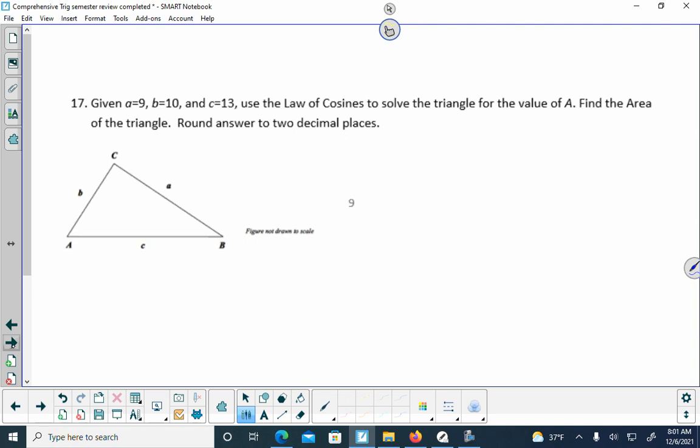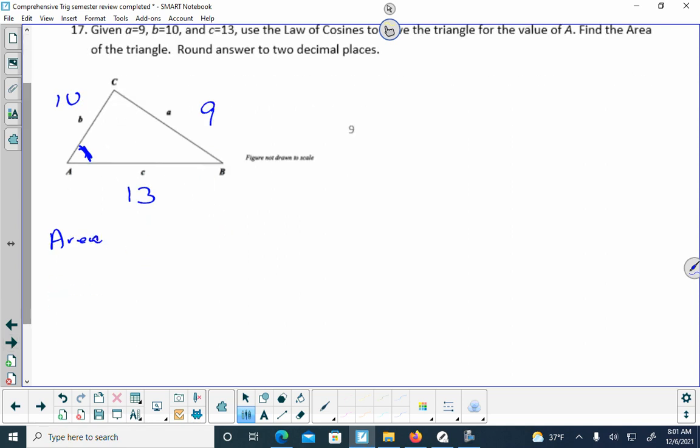The next one says given that a is equal to 9, b is equal to 10, c is equal to 13, use the law of cosines to solve the triangle for the value of A, which is this angle here, A. Find the area of the triangle, round your answer to 2 decimal places. So we're doing 2 for 1 here. First of all, let's do the area because that's the easiest one.